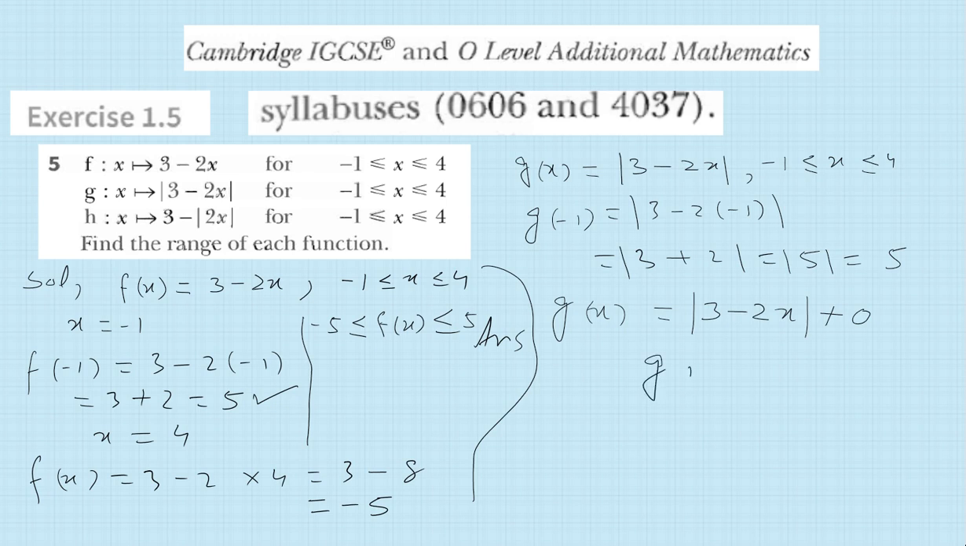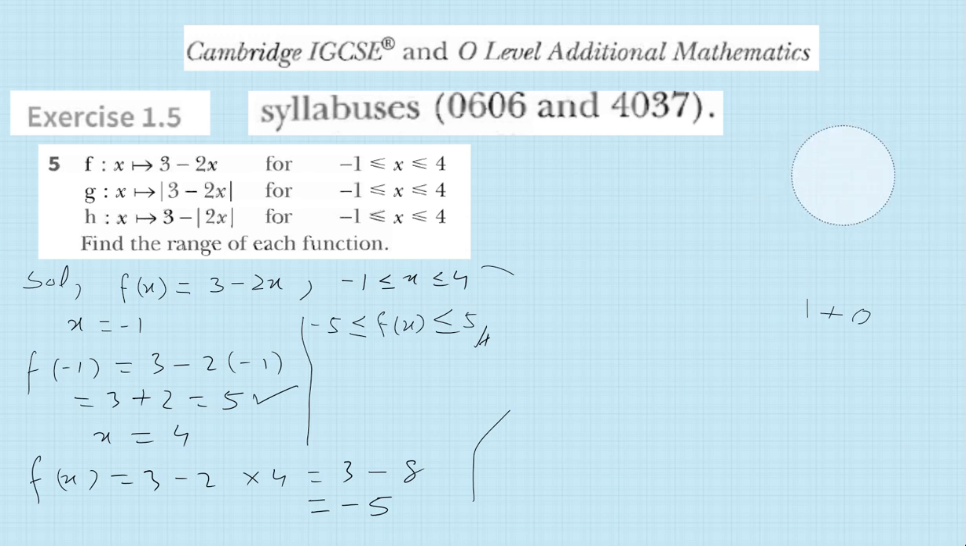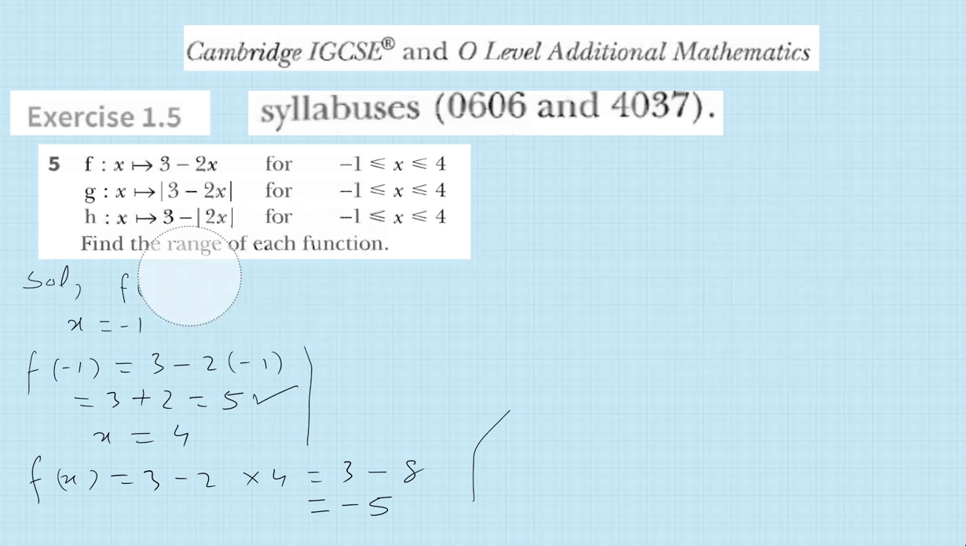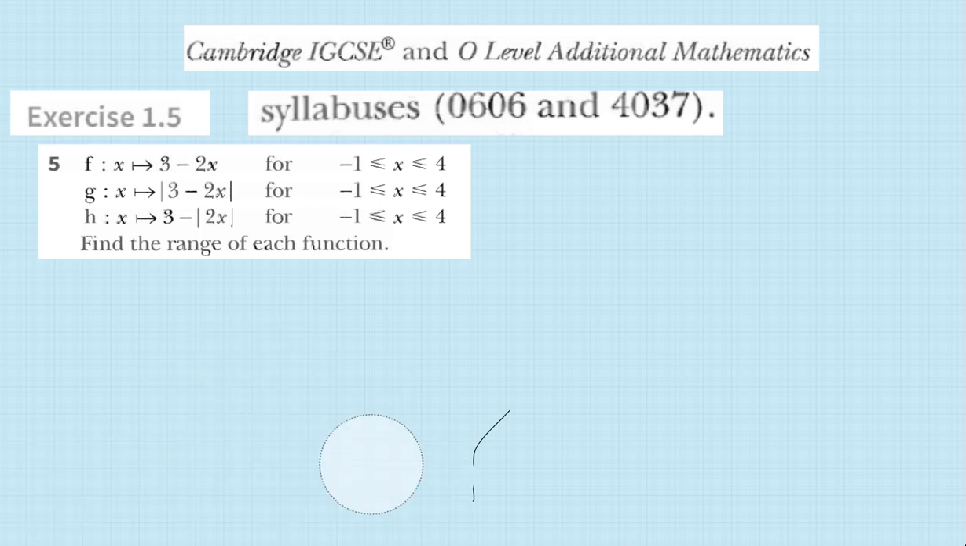Hence, our range is from 0 to 5. And you can verify this by sketching the graph of the function. You will see the vertex. Okay, start the last part of the question.